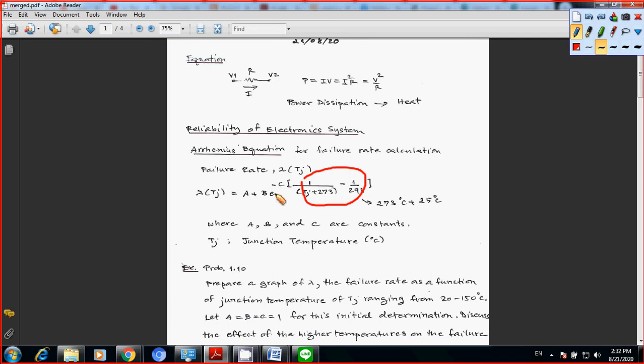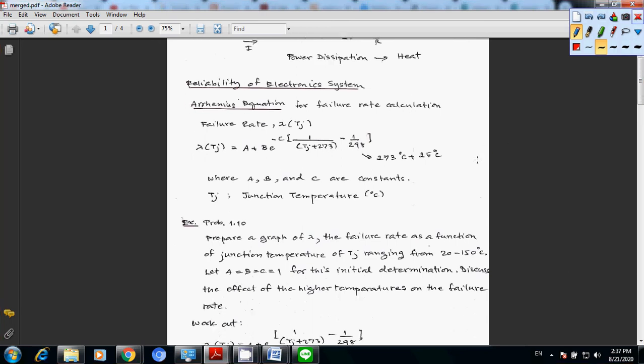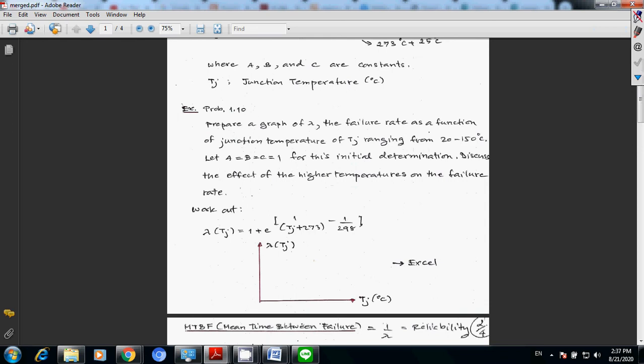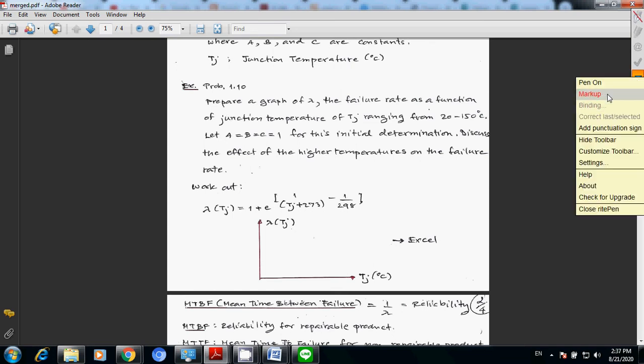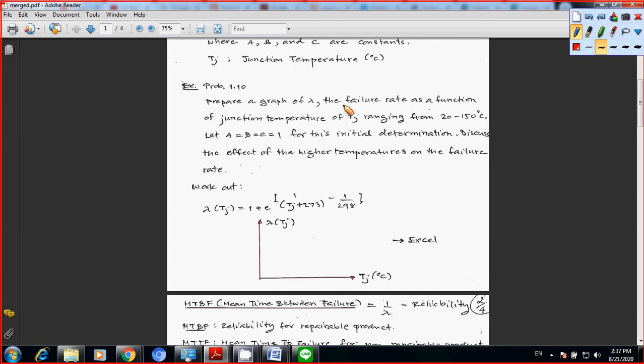Now, take a look at the example. The problem 1.110 at the end of chapter 1. You are to prepare a graph of lambda, or the failure rate, as a function of junction temperature Tj ranging from 20 to 150 degrees. Let A equal B equal C equal 1 for this initial determination. Discuss the effect of the higher temperatures on the failure rate.